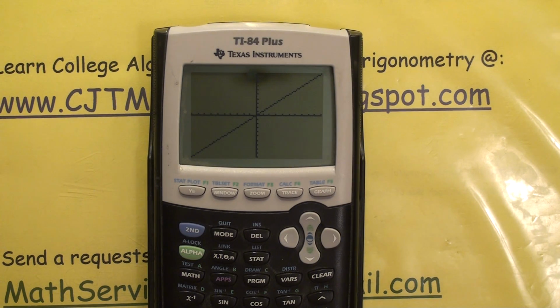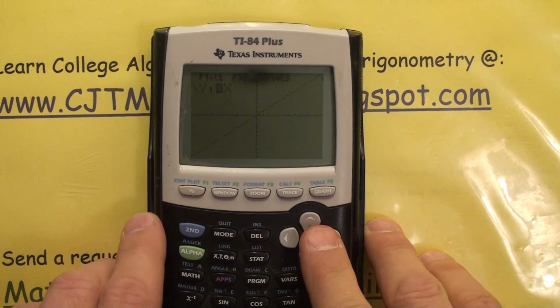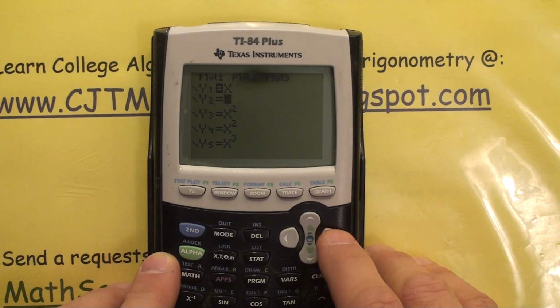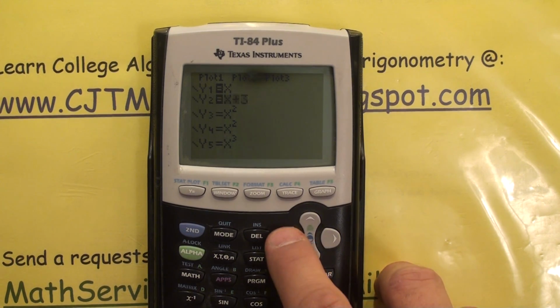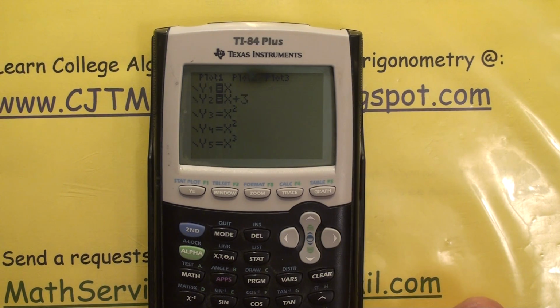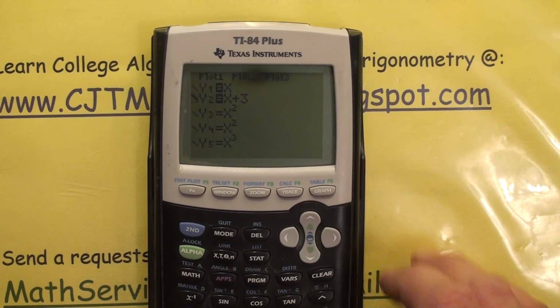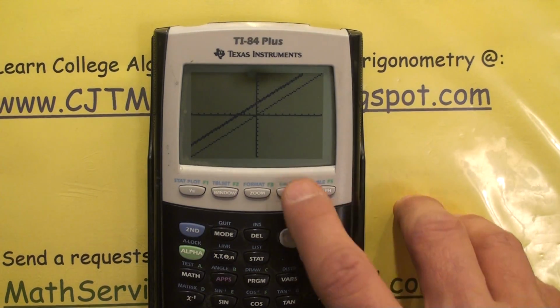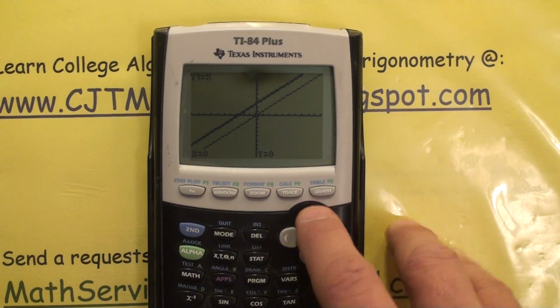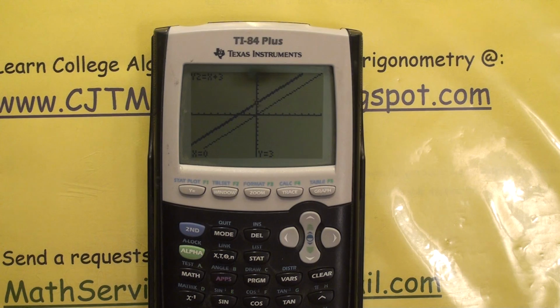Now, if we wanted to, let's go to the second one, y equals x plus 3. And just to remind us which one's different, we're going to go to the left and press enter to make that a bold line. Notice the second one is above the first one by 3 units. So if you press trace, it puts us at 0, 0, go up, it goes up to 0, 3.